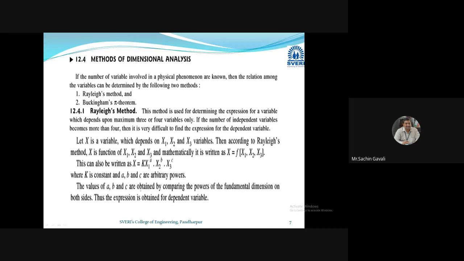Then we have two methods of dimension analysis. One is Rayleigh's method, and another is Buckingham's pi theorem method. So the first method is Rayleigh's method. What is the purpose of dimension analysis? If in any experiment we find that one variable is dependent on a number of different variables, and we want to do the experimentation for all these variables, then we have to conduct many more experiments.